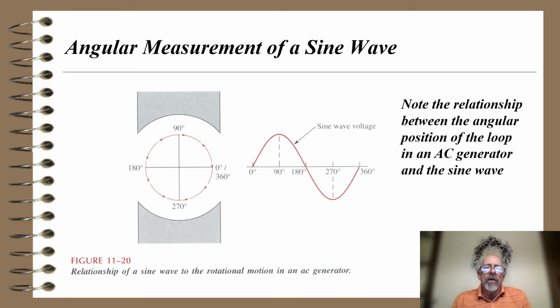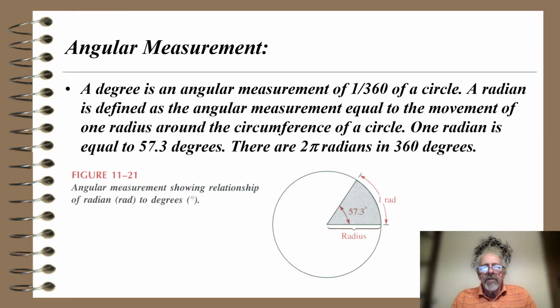Now, when the loop starts at 0, it's parallel to the lines of magnetic force and therefore not cutting any, and therefore wouldn't generate any voltage. But as the loop goes up towards 90, it's cutting the maximum number of lines, so the output at 90 degrees is highest. When it goes down to 180, it's in parallel with the magnetic lines of force, not cutting any, and having 0 output volts. Then as it goes through 270, it's going the opposite direction from when it was going through 90, so the voltage is opposite in polarity and maximum, which you see on the diagram of the sine wave voltage on the right. So note the relationship between the angular position of the loop in an AC generator and the sine wave. This slide's called angular measurement.